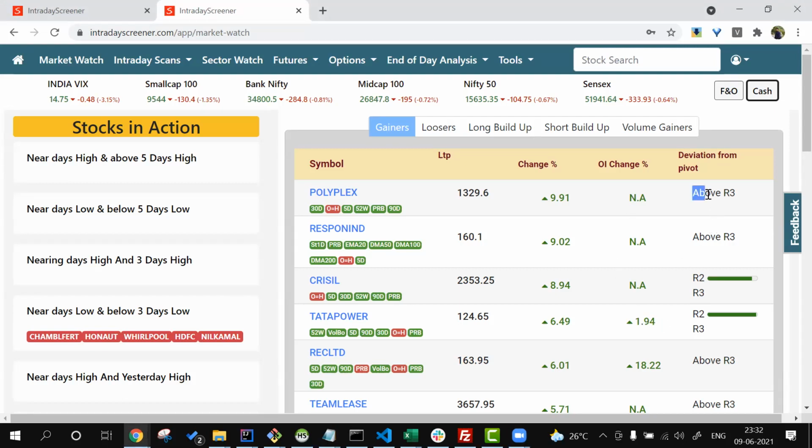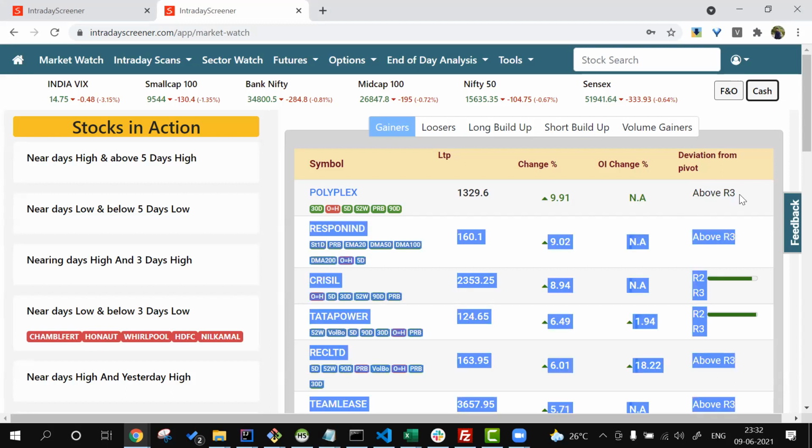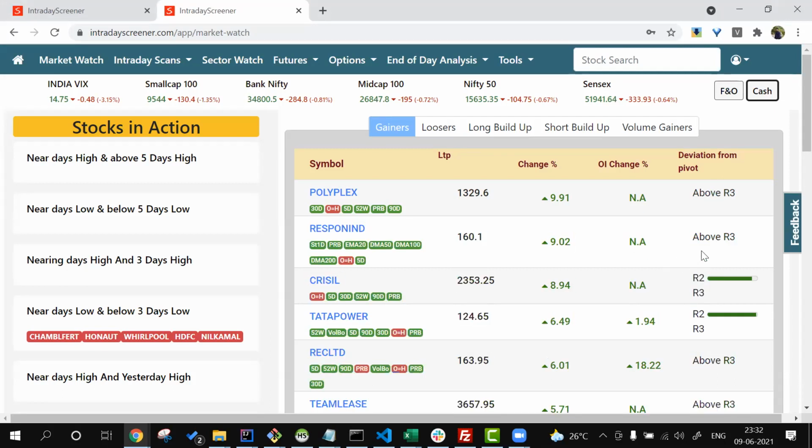If it is an FNO stock, you can see open interest here. And here you can see deviation from pivot point. These are standard pivot points, and it says that Polyplex is above R3, that means above resistance 3. Similarly, for R2 and R3, this stock CRISIL is between R2 and R3. It is very near to R3. You can see it is towards R3.